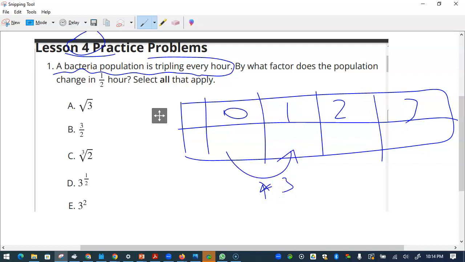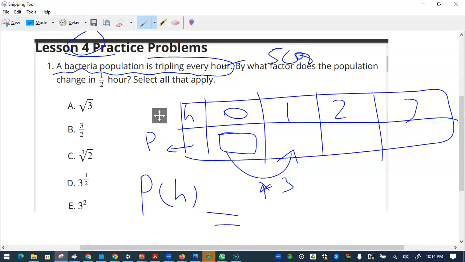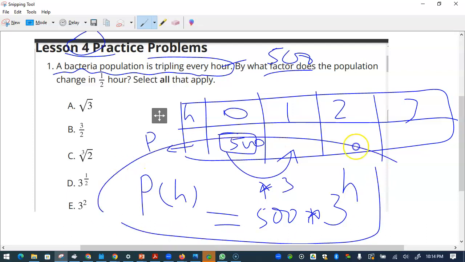So this is like hours, H, and the population, P, and it is P of H, right? Given in the beginning, they didn't give us anything here. What about the beginning population? I can just put maybe in the beginning there were about 500 bacteria. So I just put 500. And then you triple, right? So triple means it is 3 raised to H. That's the answer, right?